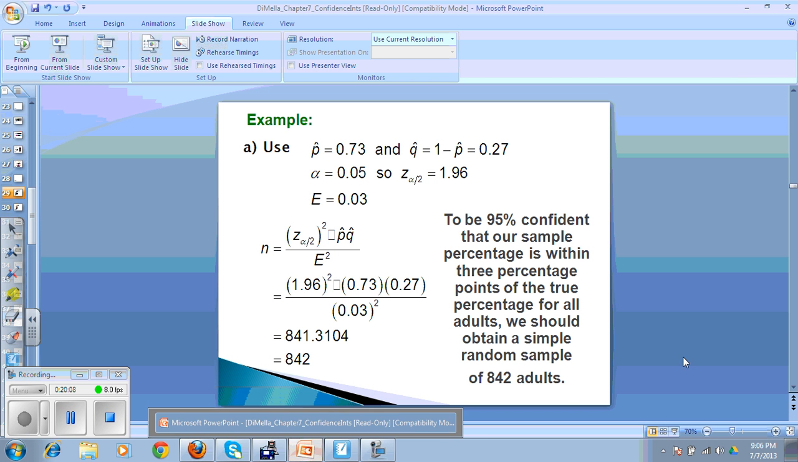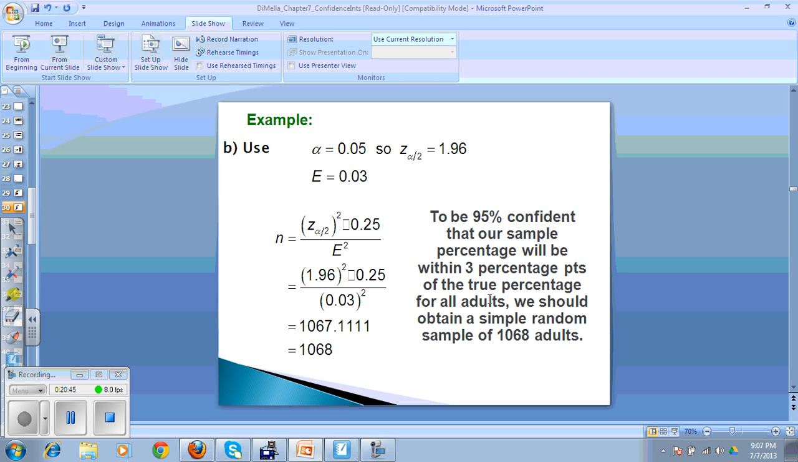Well, you can't have 0.3 of a person. And 841, even though it's a super small error, I mean, it's only a third of a person, is technically not enough. So you always have to go up to the next whole person. So we'll have to ask 842 people, if I'm going with a 0.73 for a p-hat, to have something that will give me a 95% confidence interval with a 3% error range. Now, it doesn't say what your range will be, but it just says you have to ask this many people.